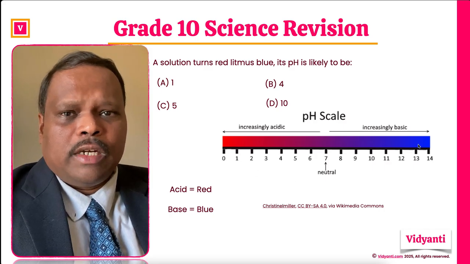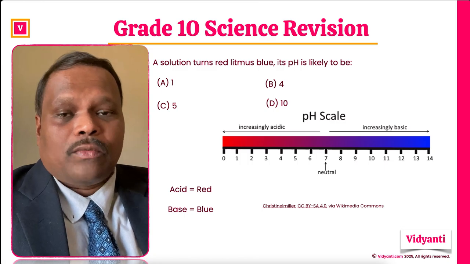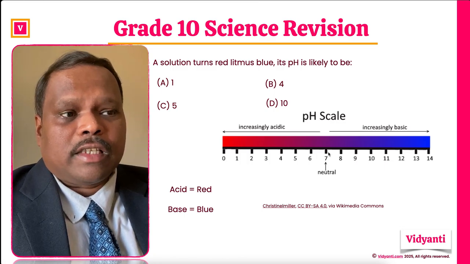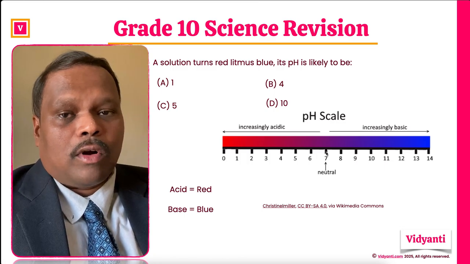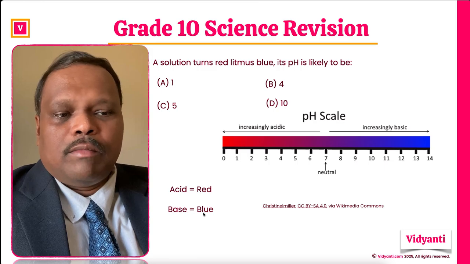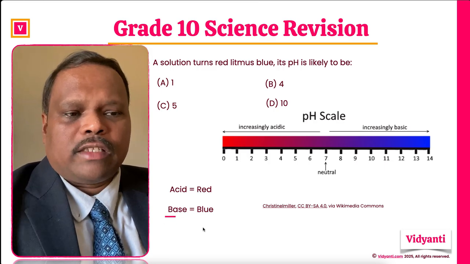So the intensity or the strength of that particular solution increases as you deviate, as you go farther from 7. So acids are red, bases are blue, B is B. So that's how you remember it.